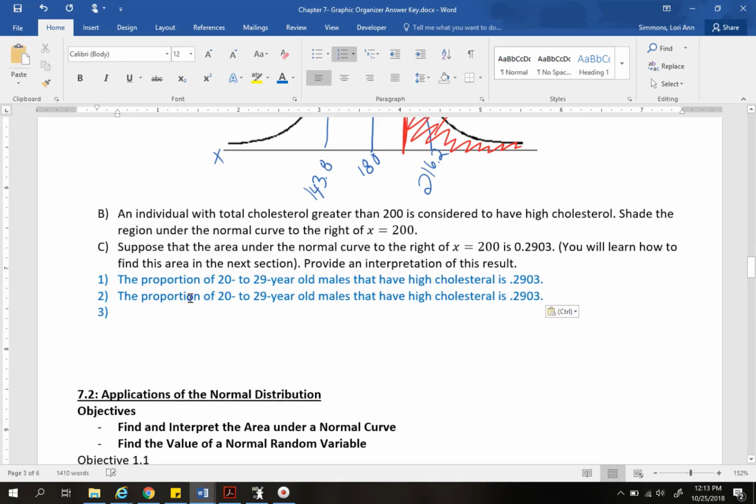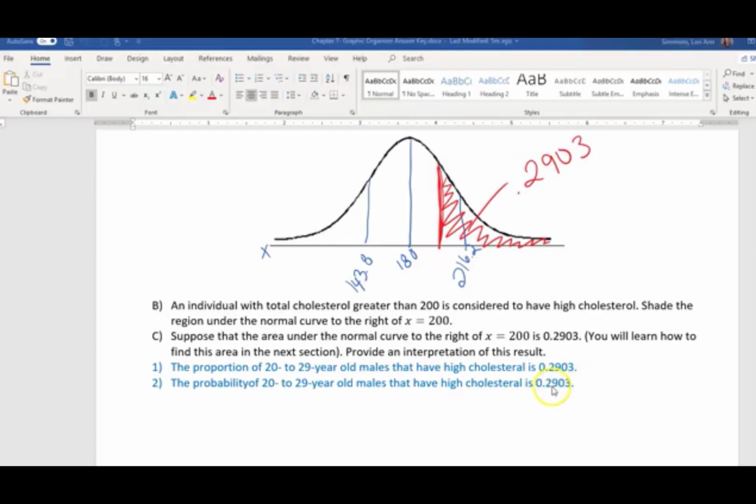So instead of proportion, we have probability that have high cholesterol is 0.2903. So the probability and proportion is going to be the same, 0.2903, just different words. Just know that sometimes they can be expressed as a percentage, but in Pearson we're going to be expected to do it as a decimal.